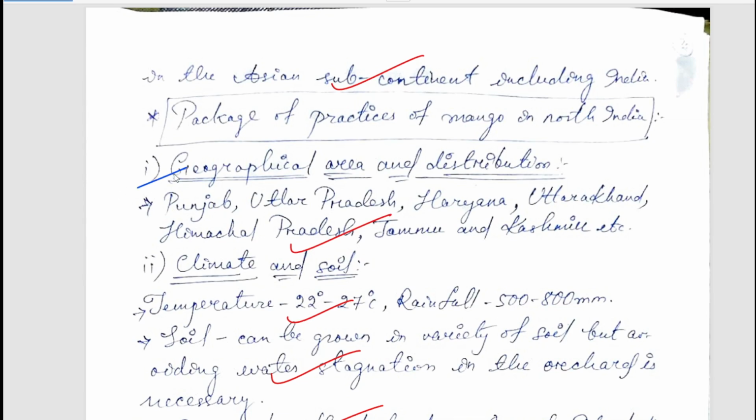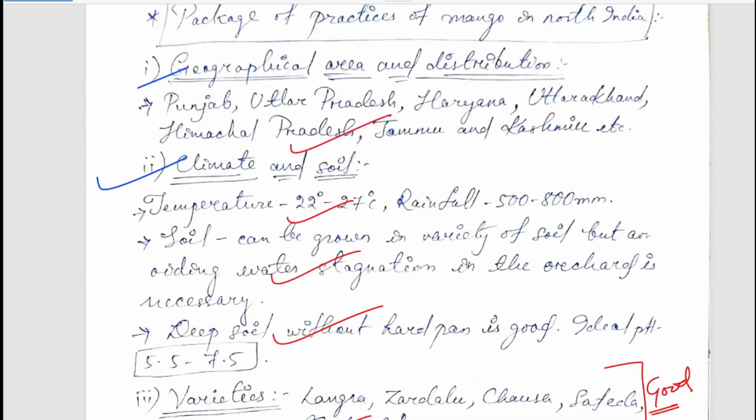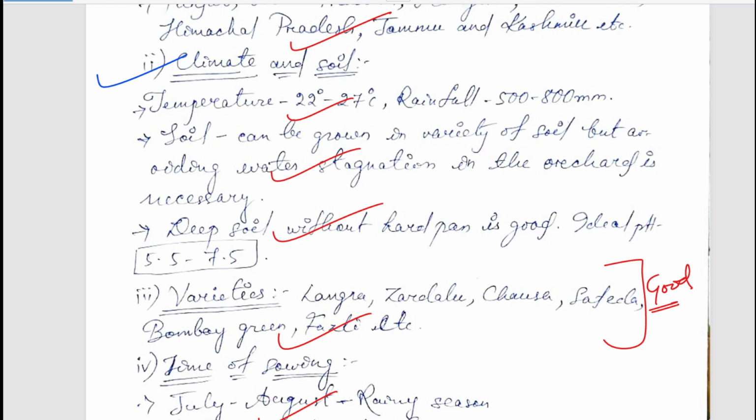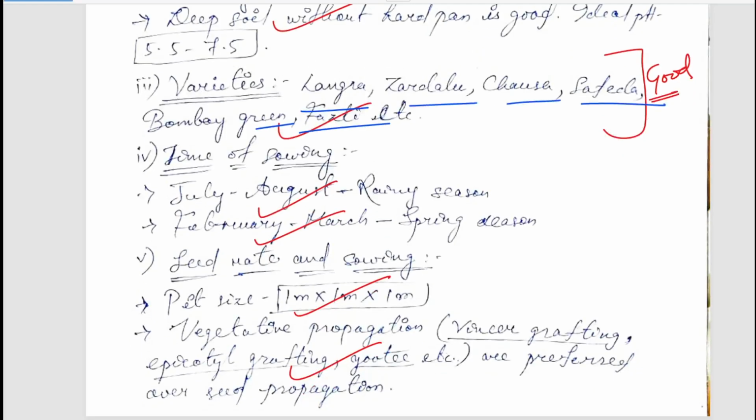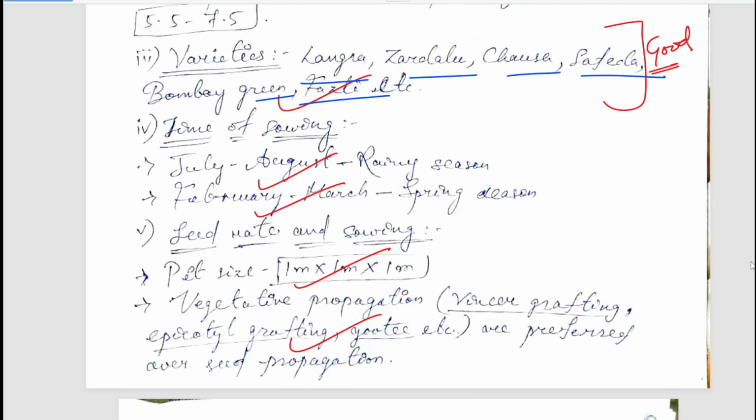First of all, geographical area and distribution, climate and soil. Okay, its varieties such as Langra, Dasheri, Chausa, Safeda, Bombay Green, Fajli, all have been mentioned. And I think you must remember varieties of all the important crops. At least two to three should be remembered by you.